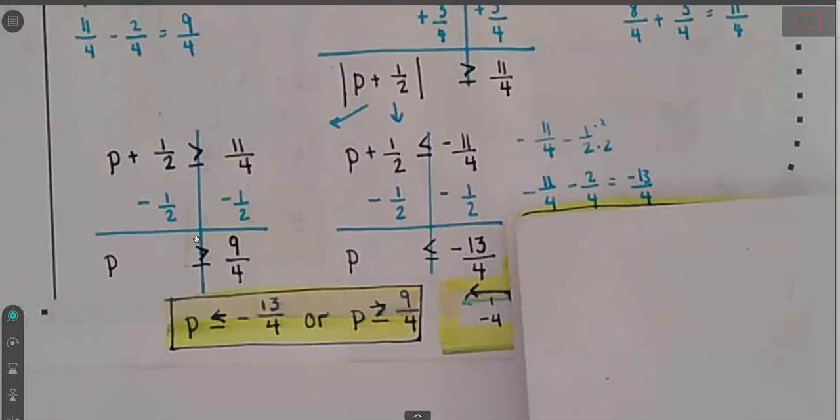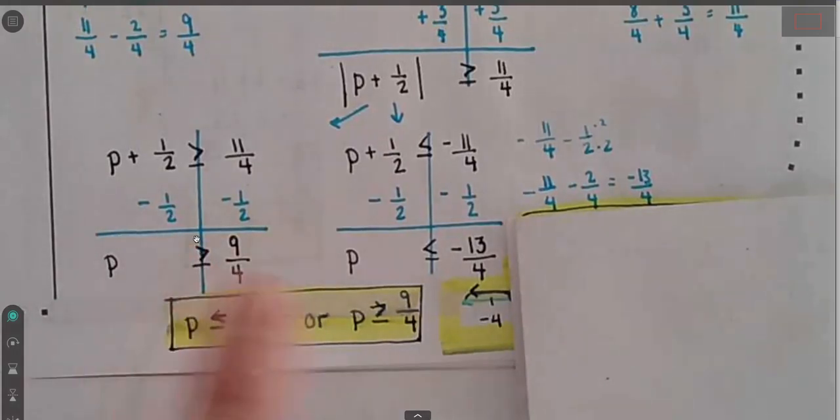And the reason it's or is because the arrows are going away from each other. It's greater than the positive number and less than the negative number. Do you guys feel like you could graph this? Yeah, you could, if you want, just draw a number line with a dash for negative 13 over 4 and a dash for 9 over 4. And that's fine. All right, when you have your graph, please hold up your board.